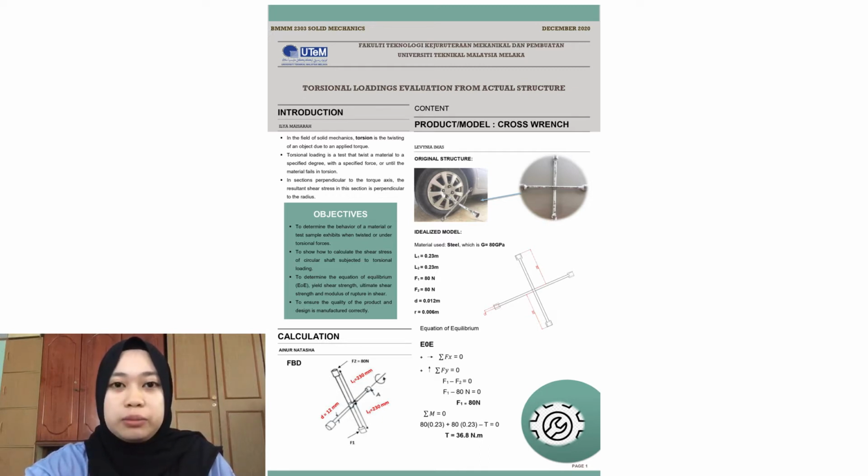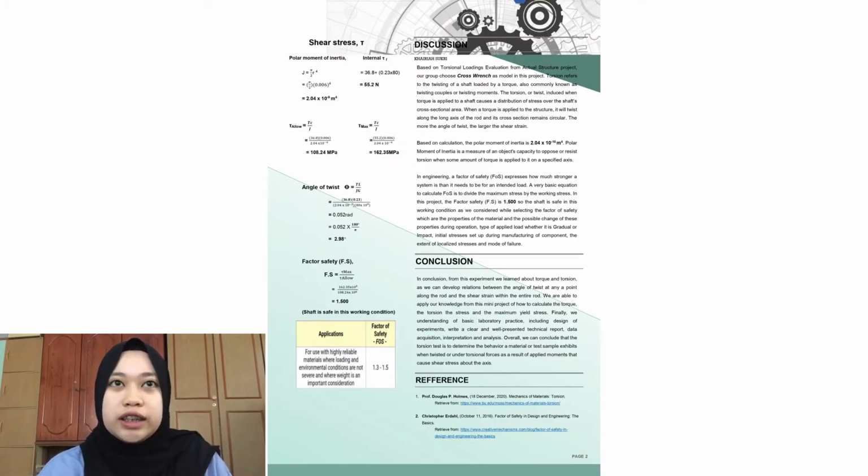Based on the picture above, that is our poster. Our poster is based on A3 paper size and the content is: introduction, the product model, cross-range and the calculation. And for the next page is discussion and conclusion. And lastly is the reference.